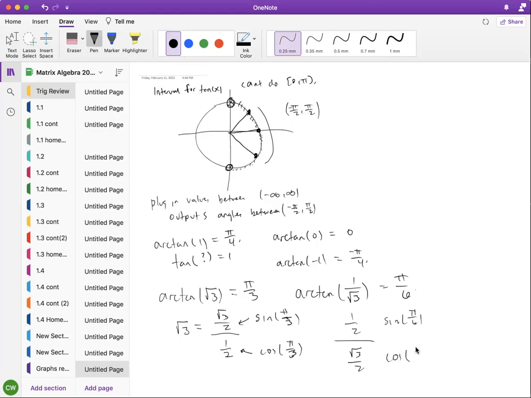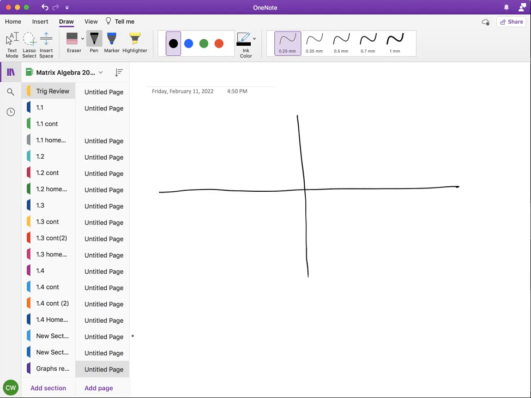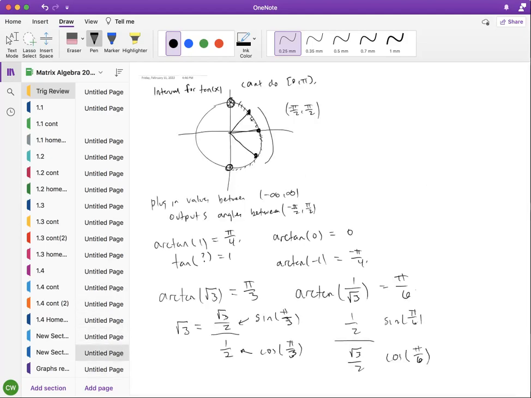And cosine of pi over 6 is radical 3 over 2. So that's arctan. I won't draw the arcsine and arccosine because they're kind of boring, but arctan looks nice.